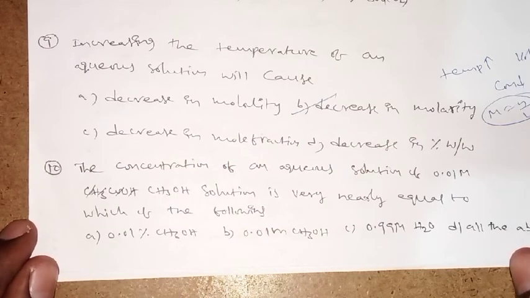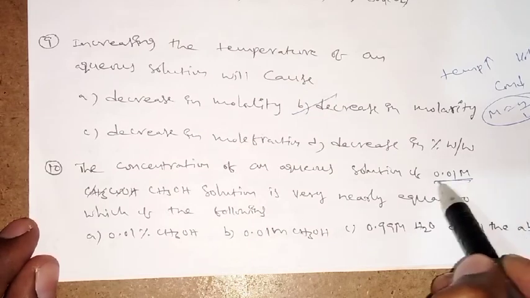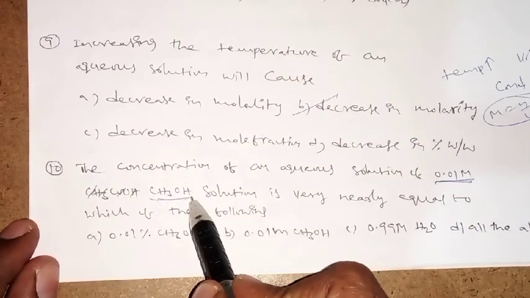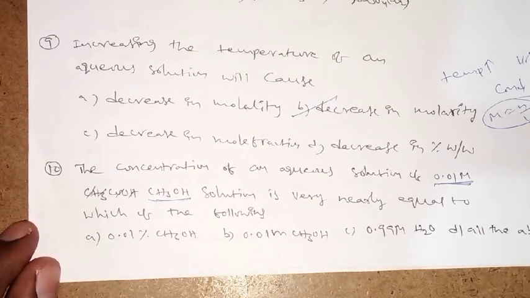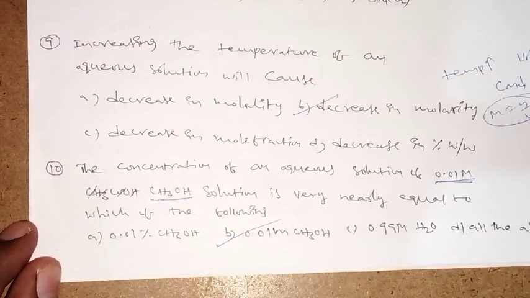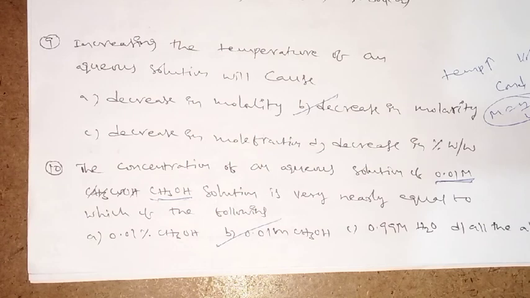Right. Look at the next question. The concentration of an aqueous solution of 0.01 M CH3OH is very nearly equal to which of the following? So 0.01 M means the molarity of the CH3OH solution. In the previous question we also saw that molarity and molality are nearly the same for dilute solutions. That is why we get 0.01 m here. Is it clear? So these are just a few basic models. The more complicated models we will discuss in the next video lecture.